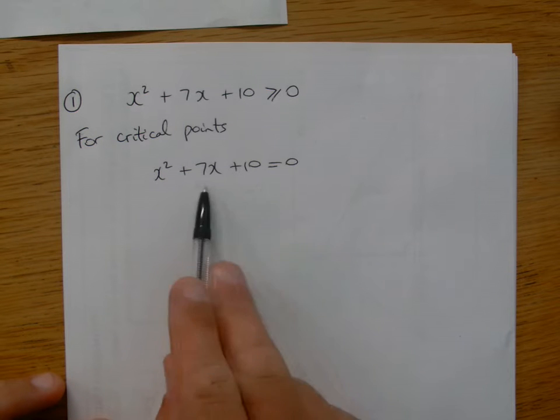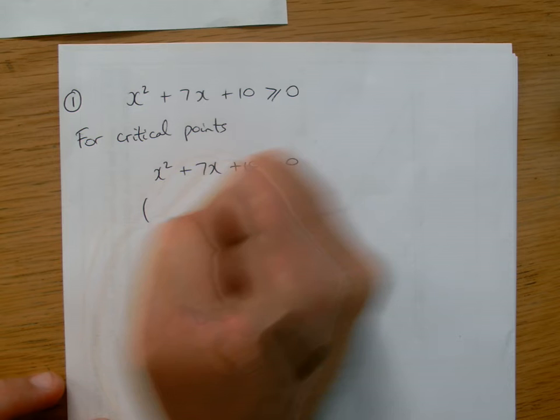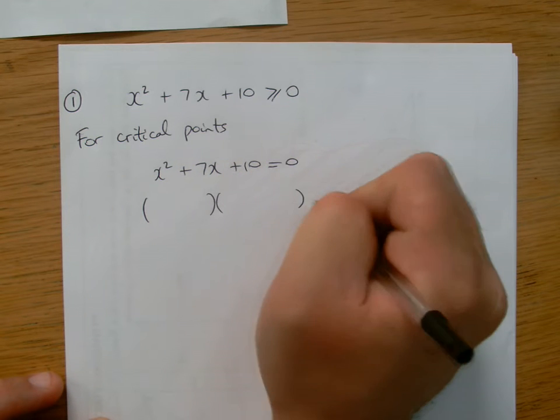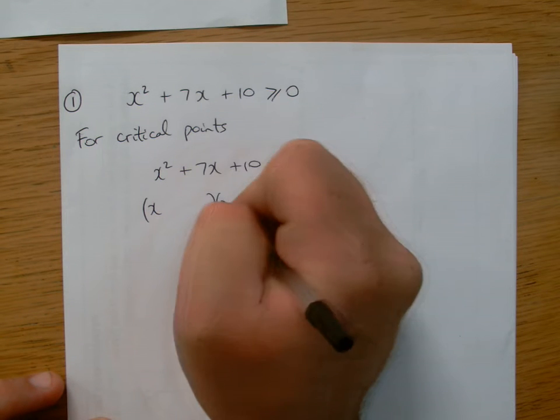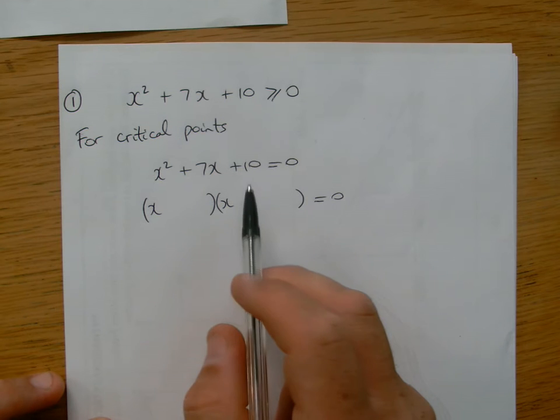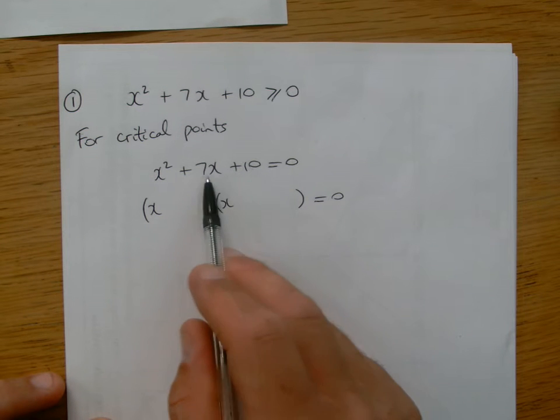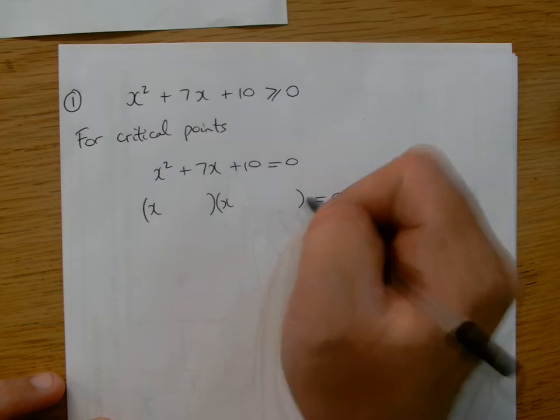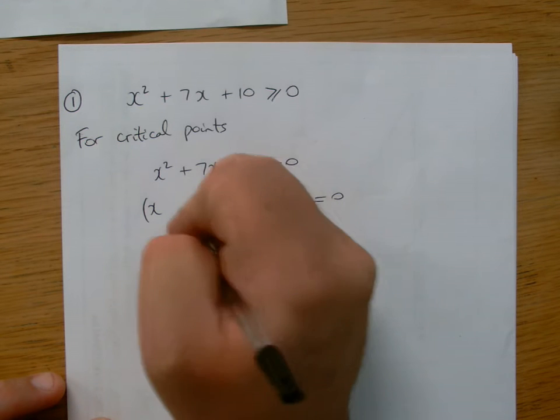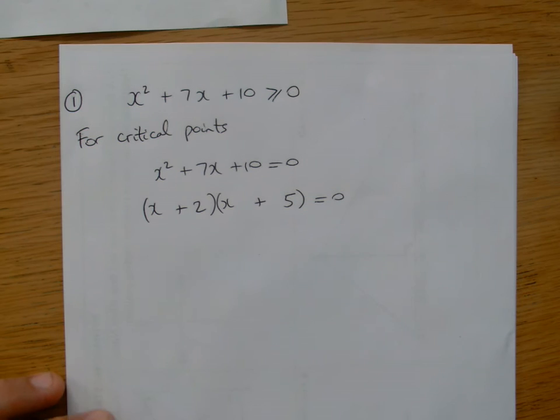So we need to solve this, and with a quadratic, we have two brackets, x at the start of both, and then we simply need to find two numbers that multiply to give 10 and add up to give 7. Those two numbers are 2 and 5. They multiply to give 10, add up to give 7, both positive.